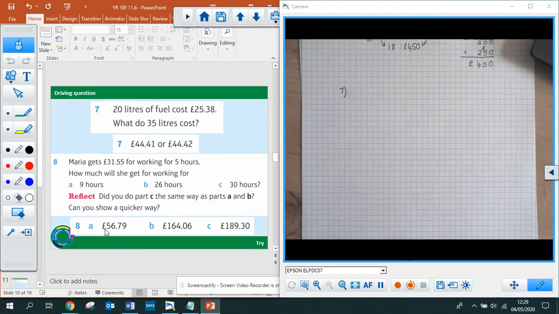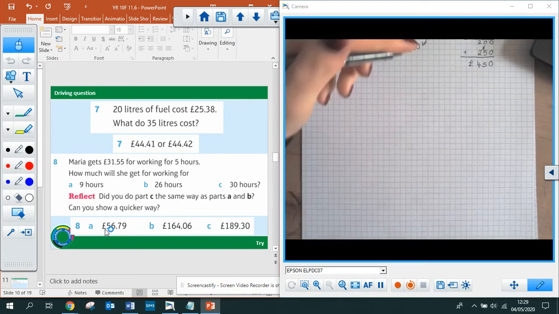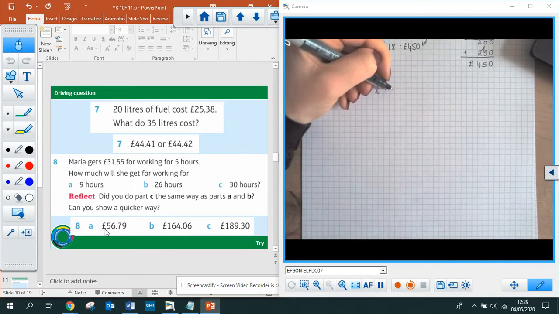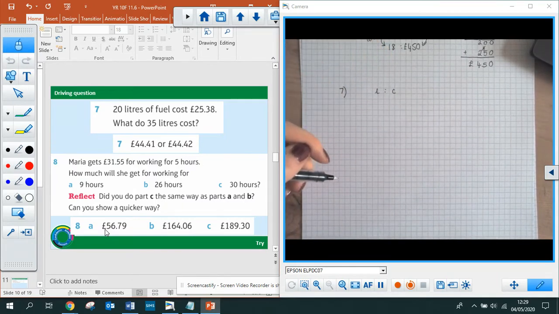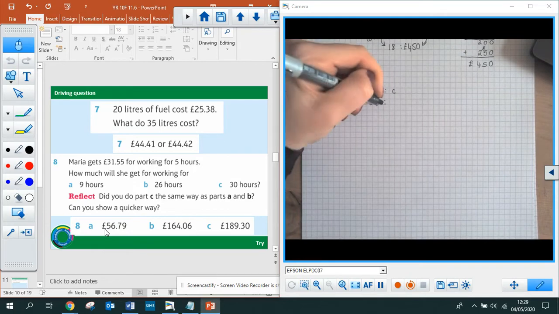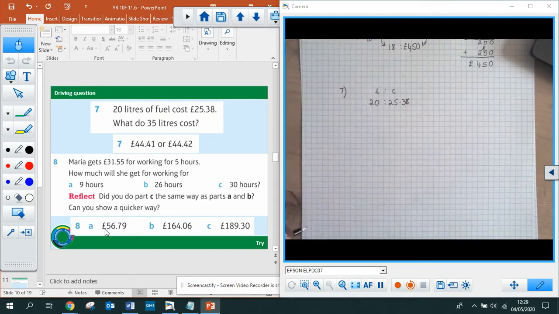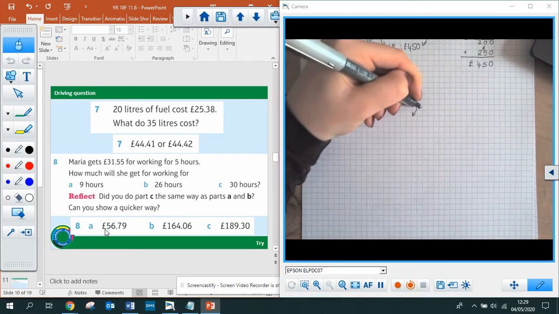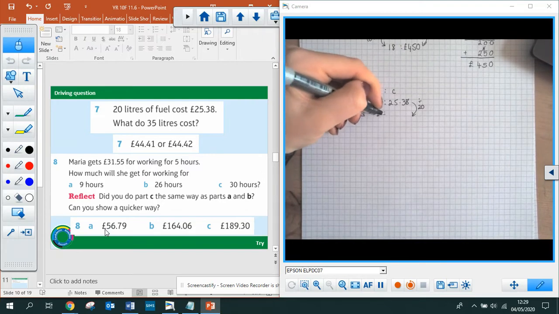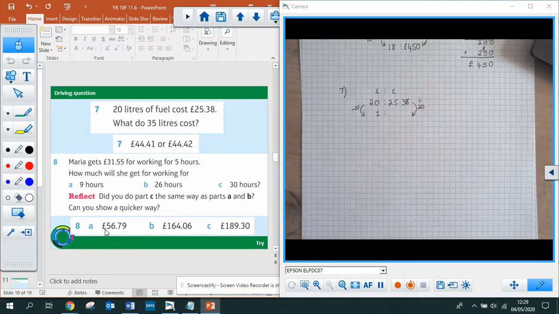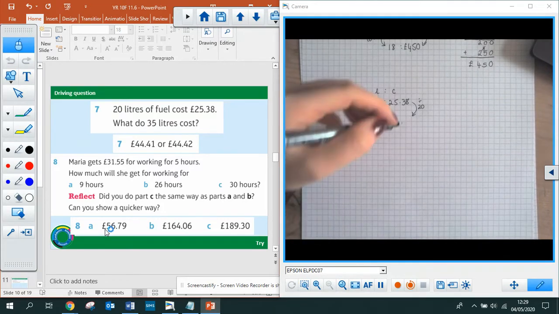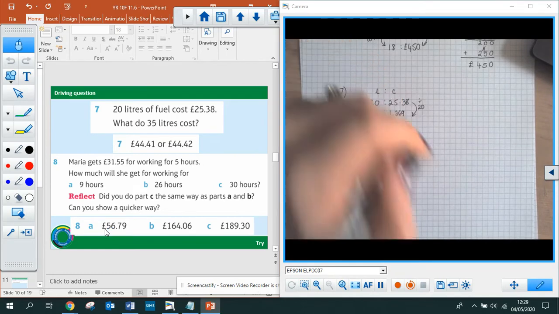Okay, so we've got the litres to cost. We have 20 litres and it costs £25.38. To find out what 1 litre costs, we're going to divide by 20 on both sides. That's going to tell us what 1 litre costs. So 20 divided by 20 is 1. 25.38 divided by 20 is 1.269. And remember, you could have used a calculator for that.